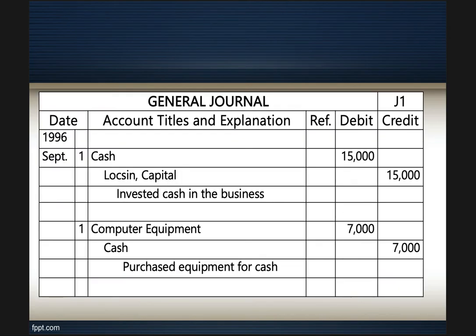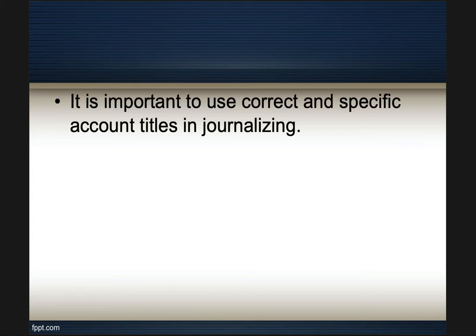So let us see again. So this is our journal, right? So you have to take note of the debit and the credit postings or entries. Okay? The debit amount should be in line with the debit account title, and the credit amount should be in line with the credit account title. The same with your next transaction, and your explanation should be placed below. So take note that it is important to use correct and specific account titles in journalizing.